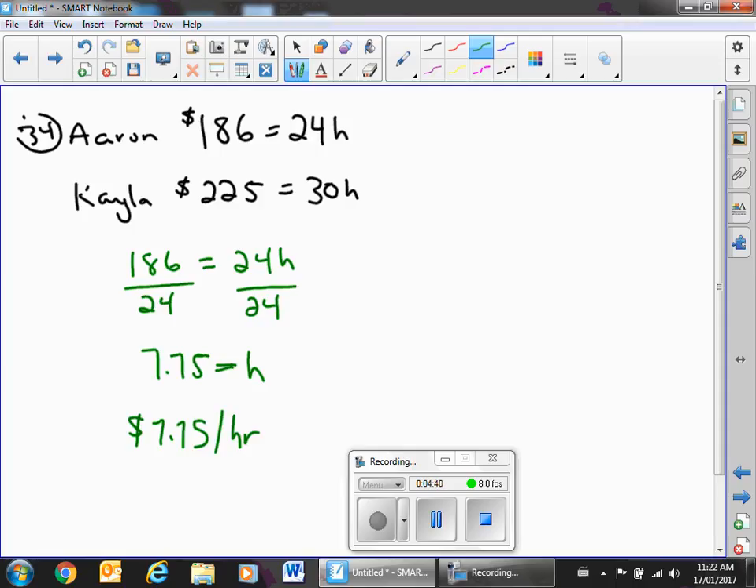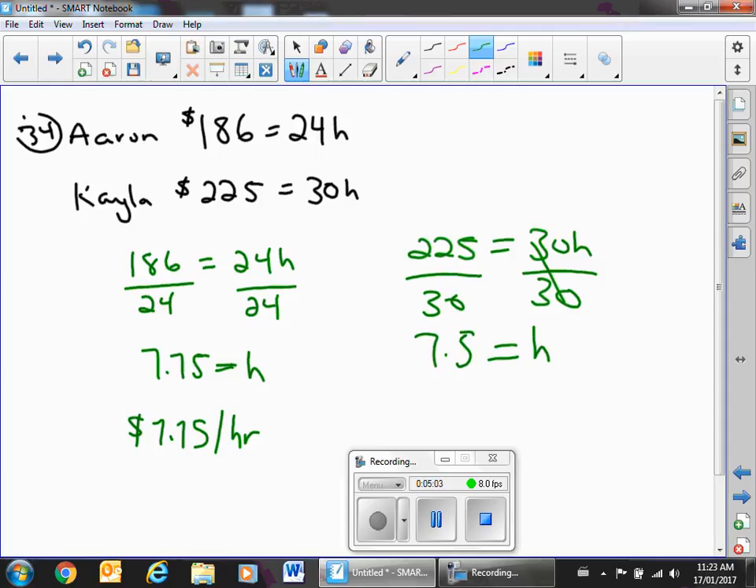Well, let's take a look at Kayla's. Kayla's is 225 equals 30H. Divide both sides by 30 to get H by itself. Those cancel out, and we get, let's see here with the calculator, 225 divided by 30 equals 7.5. So she's making $7.50 an hour. And so clearly, Aaron here has got a little bit better paying job.